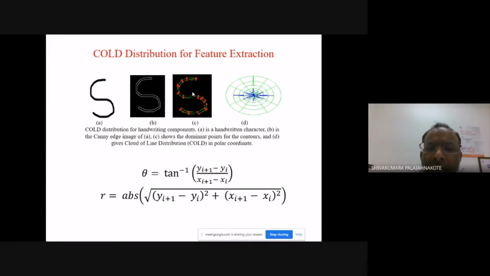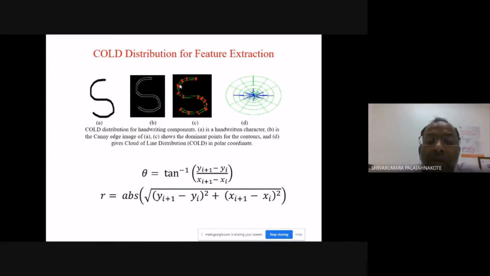Now this is the idea: COLD. This is a COLD distribution. COLD is nothing but a cloud of line distribution. It is in a polar domain. So again, see, it's a different domain, not really the spatial domain. I always like some other domain, not the spatial domain. Spatial domain is very sensitive. It will not work for complex background, low contrast, and poor quality. So that's the reason I generally prefer, most of the time, the frequency domain, or some other domain, polar domain, or different spaces like color spaces.